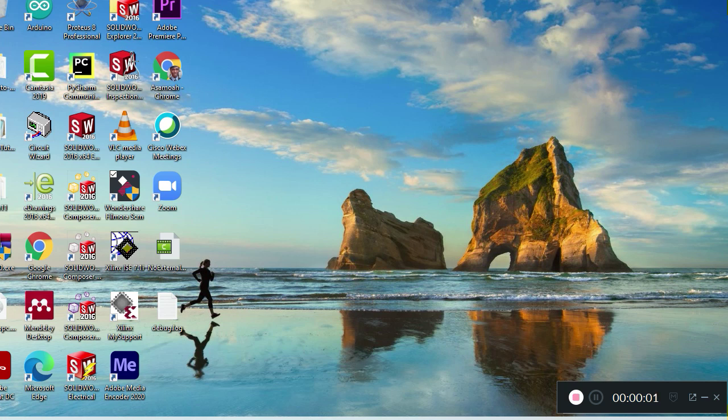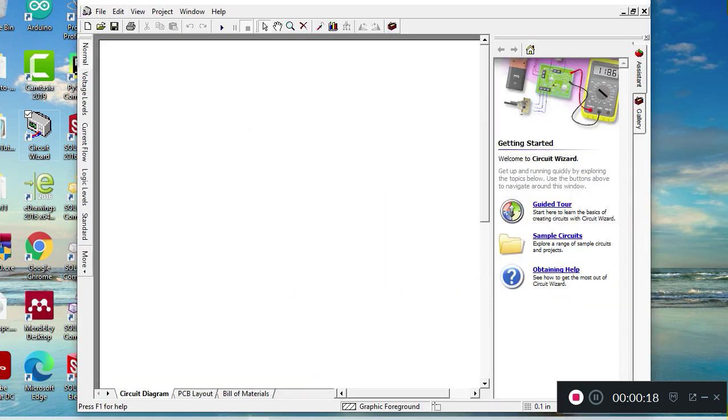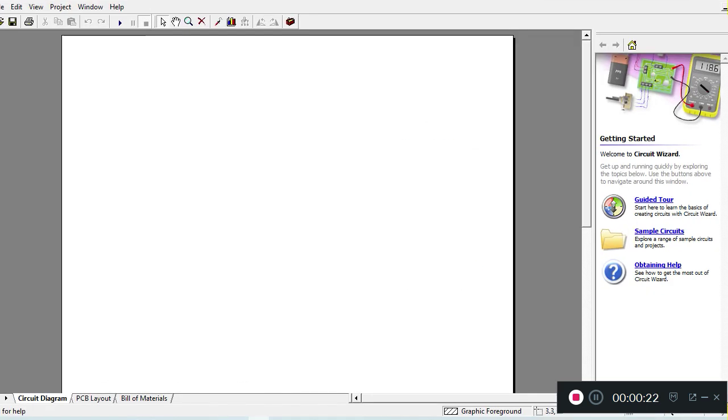Going to realize the Kirchoff's current law using a circuit that you're going to realize with Circuit Wizard. So we will open our Circuit Wizard straight away. Circuit Wizard is already downloaded on my computer, so I use it straight away.